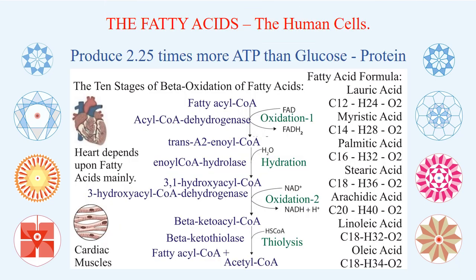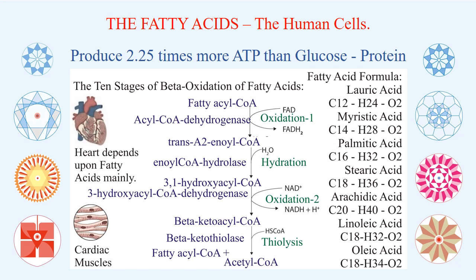Let's now go. As I explained to you, fatty acids are the ones which are used by cardiac muscles to produce ATP, and they produce 2.25 times more ATP than glucose and protein. For example, 1 gram of glucose produces 4 kilocalories, and protein also 4 kilocalories, whereas 1 gram of fatty acids produces 9 kilocalories, which is 2.2 times more than glucose and proteins.